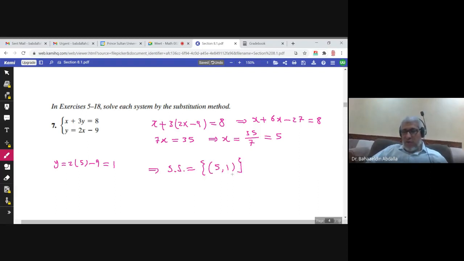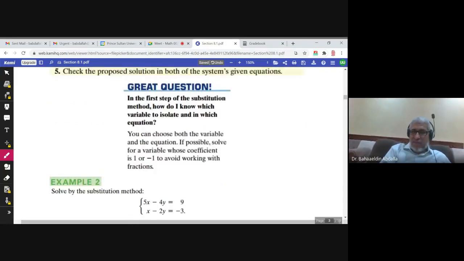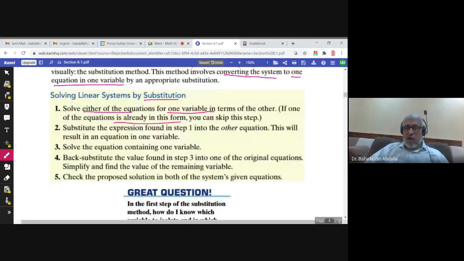That's the solution, and you can check it. You replace x by 5 and y by 1. So 5 plus 3 times 1 is 8, correct. And 2 times 5, 10 minus 9 is 1, correct. So this is actually the solution of the system. This is the substitution method. If one of the equations is already solved for one of the variables, you skip the first step. Then you substitute the expression found in step 1 into the other equation. You solve that equation for one of the variables, as we did for x. Then using back substitution, you get the value of the second variable, and then you check your answer.